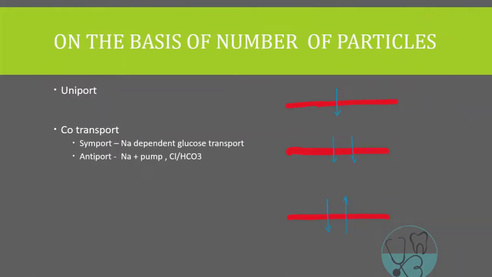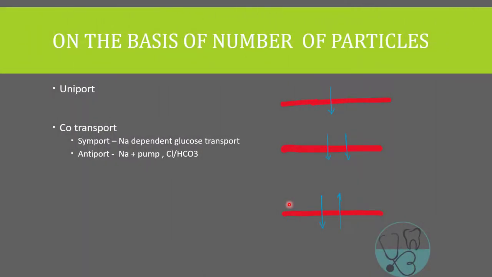So on the basis of number of particles, or let's say types of particle transfer at a single time, we classify transport system as uniport and co-transport. So uni means single, okay? So single transport of particles occurring at a single time will be uniport. And the next is co-transport. It is of two types, okay? Here two particles get transferred at a single time. This transfer can be in the same direction or in opposite direction. So in the same direction, it will be called symport, and in opposite direction, it will be called antiport. So an example of symport includes sodium dependent glucose transport.